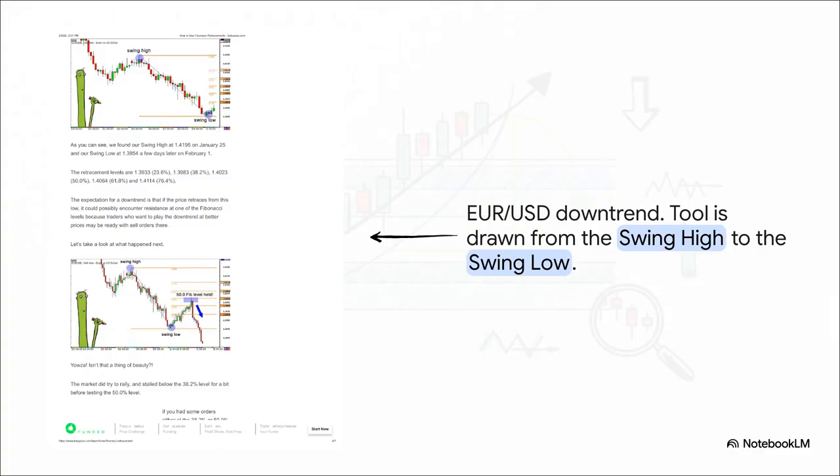Okay, new chart. This is a downtrend in the euro versus the US dollar. The process is the same, just in reverse. This time, you find the swing high. You click there, and you drag your cursor all the way down to the most recent swing low. The tool plots the exact same levels, but now we're looking at them as potential resistance areas.